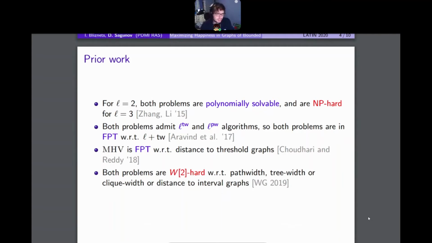Then this is prior work to this. It is really recent work. We showed that both problems are doubly hard with respect to just path-width, tree-width, or clique-width, or distance to interval graphs. So if you remove the number of colors from the parameter, as you can see in the second point here, you obtain a hard problem. And there are many other results that are not really related to our work, but we will deal with this.